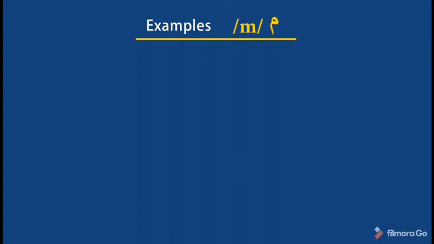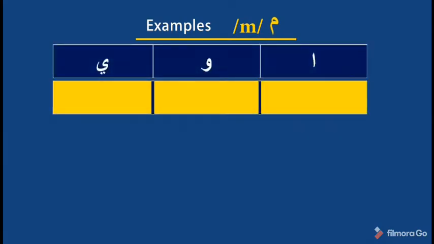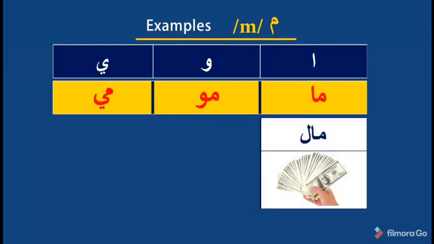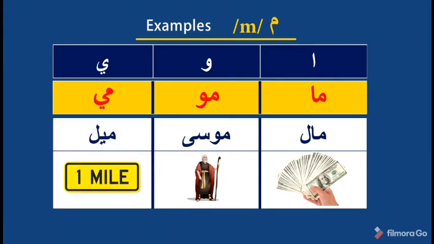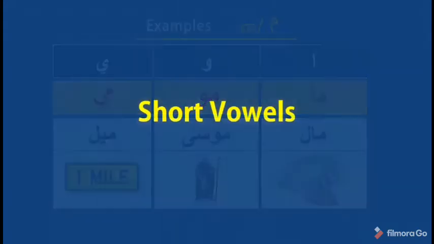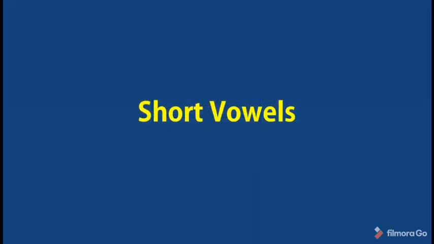Another example is meem. It has the sound of m, just like the m in man. And when we add the long vowels to it, it becomes ma, mu, mi. Examples of it are mal, which means money, Musa, which is a name of Prophet Moses, and mil, which is mile.